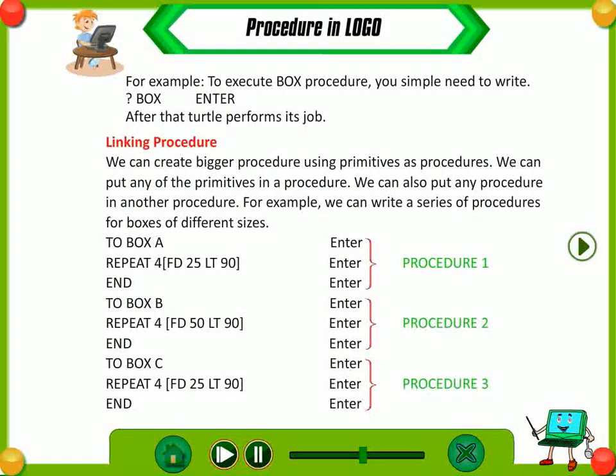TO BOX A, enter, REPEAT 4, FD 25, LT 90, enter, and END. Procedure 1. TO BOX B, enter, REPEAT 4, FD 50, LT 90, enter, and END. Procedure 2. TO BOX C, enter, REPEAT 4, FD 25, LT 90, enter, and END. Procedure 3.